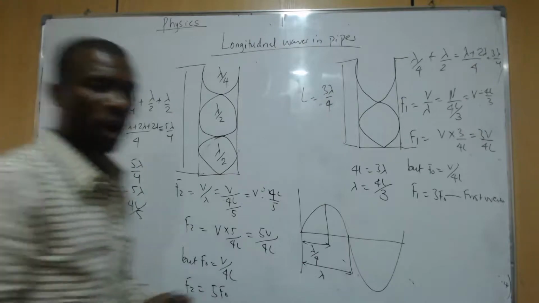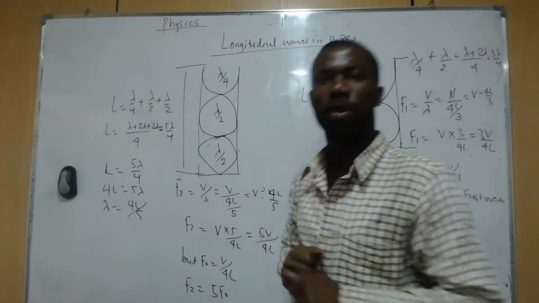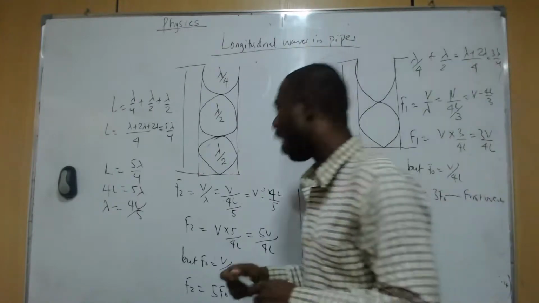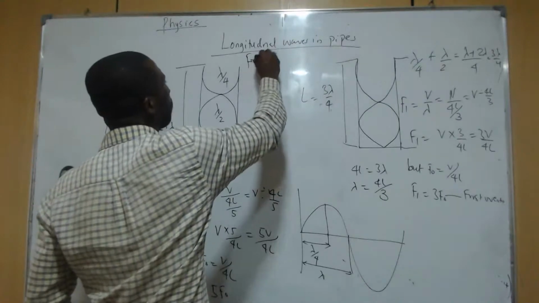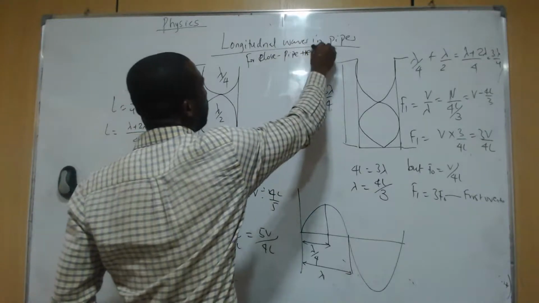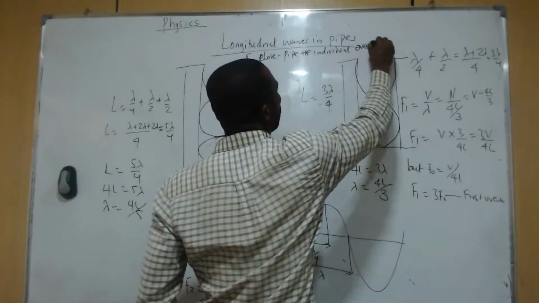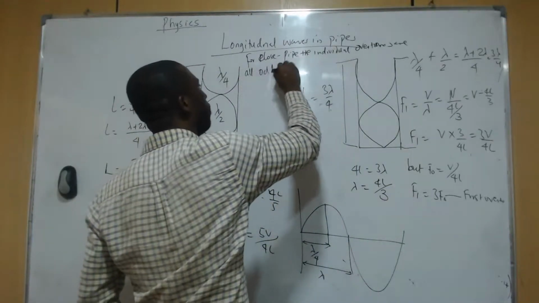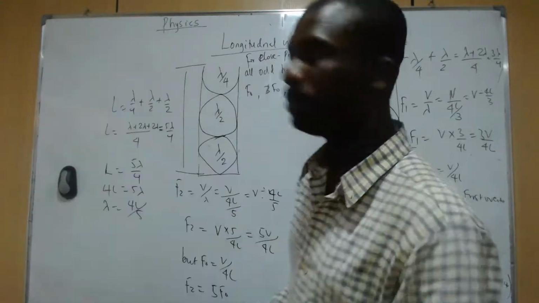So therefore, all we need to know here is that for a closed pipe, the individual notes or the individual overtones are only odd harmonics. That means for a closed pipe, the individual overtones are all odd harmonics.